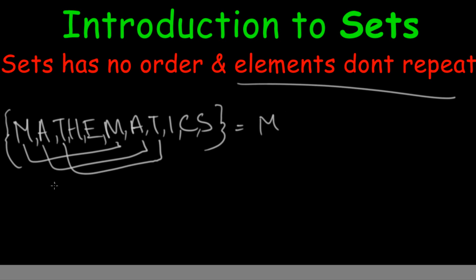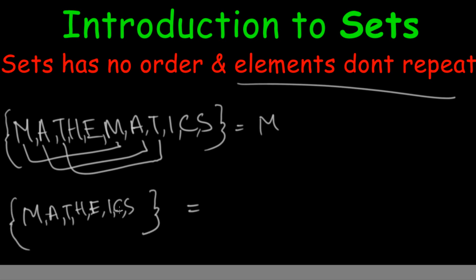What makes sense is M, A, T, H, E, and we try not to repeat anything, I, C, S, and this is what a set would make sense. Here this set would make sense because there are no elements repeating. So we can call set M like this. We do not repeat elements.